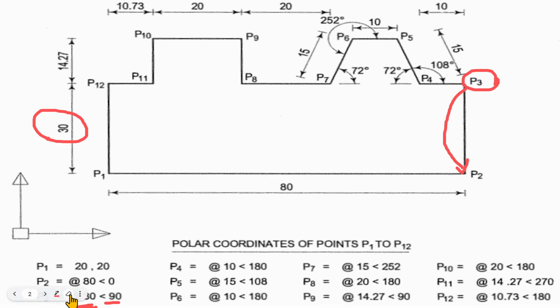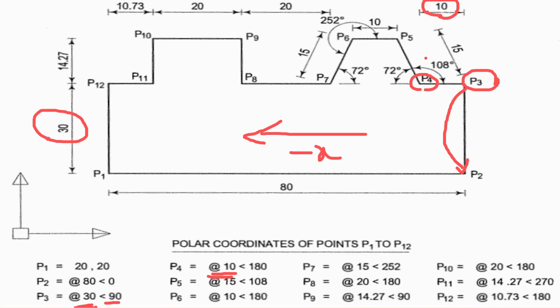And similarly, if I write for P3 to P4, the distance between P3 and P4 is 10. I will be writing at the rate 10. If I see 180 degrees, that means P3 to P4, we are moving in the negative x direction. Definitely the angle is 180 degrees.